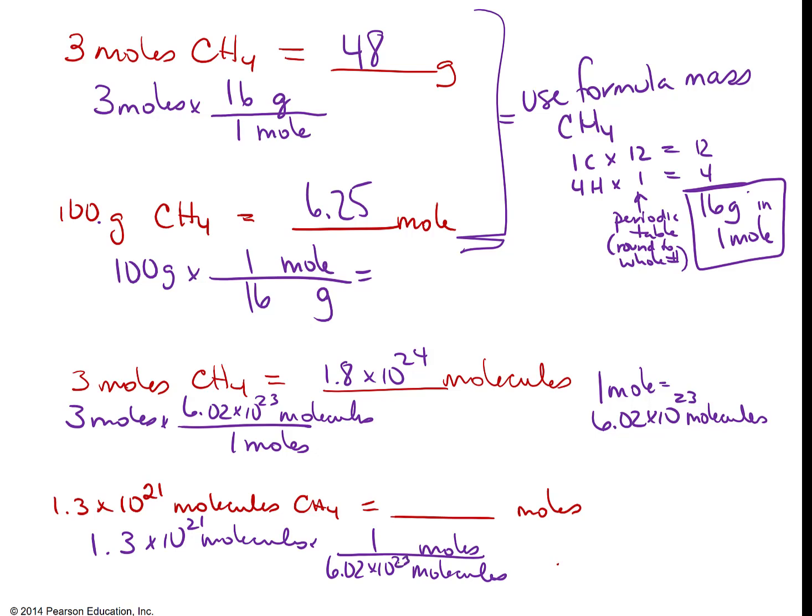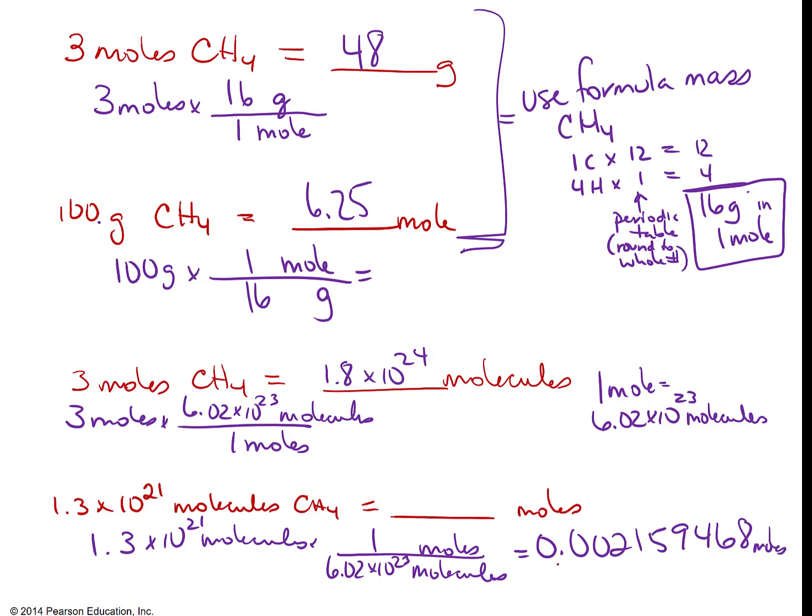6.02 times 10 to the 23rd. I have one. I didn't bring the whole stack. I totally forgot. 1.3 EE21 divided by 6.02 EE23. I got 0.002159468 moles. That's all the numbers.